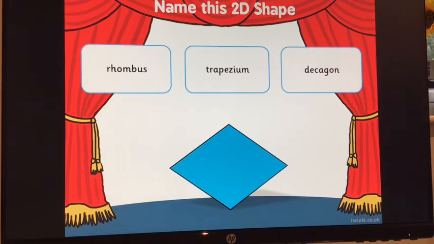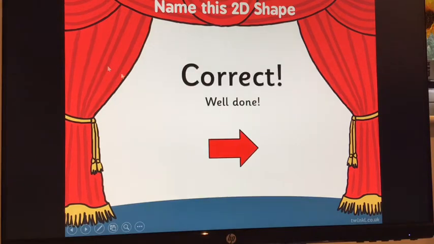Now, is this shape a rhombus, a trapezium, or a decagon? Well, I know a decagon has 10 sides, and a trapezium looks a bit like a trapeze. So this is in fact a rhombus. And how I know it's a rhombus is because it's a quadrilateral with 4 equal sides. The sides are the same length, but it's not a square. So, on to the next shape.